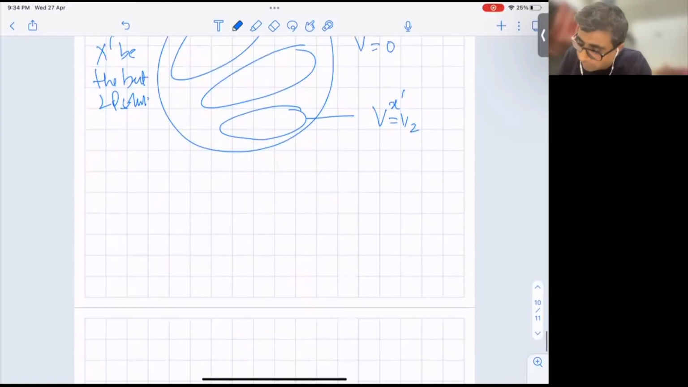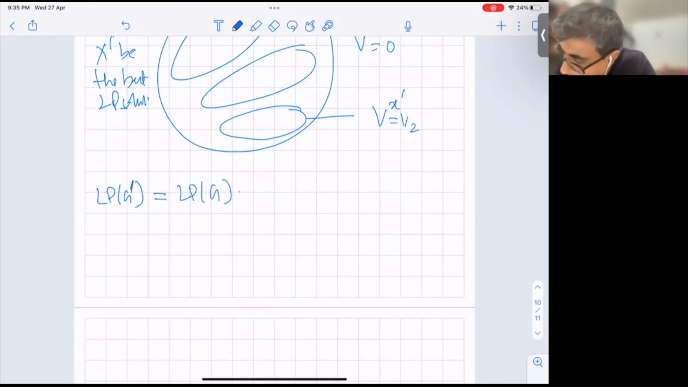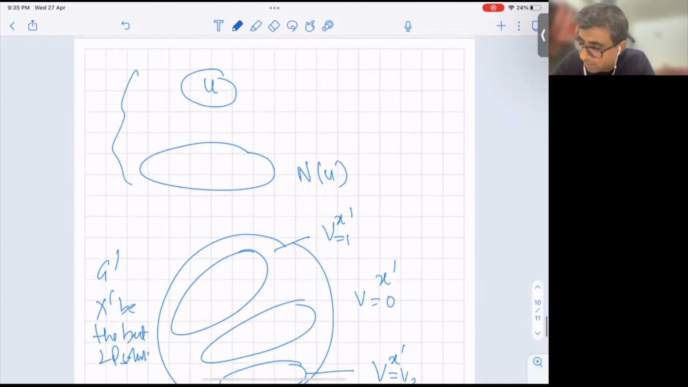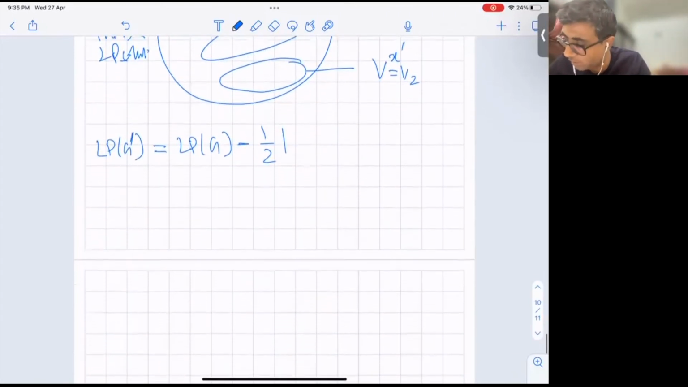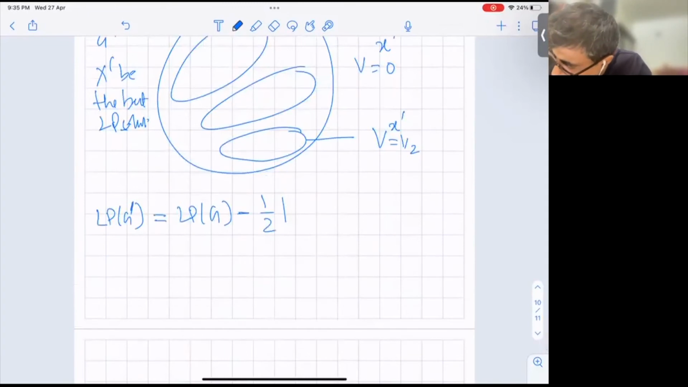Now I want to see what is the LP of G prime. So that is the LP value of G, agreed? Minus half by getting rid of U and N(U), right? You subtracted this much by half values. So half of, what is this? D plus 1. Is that okay?